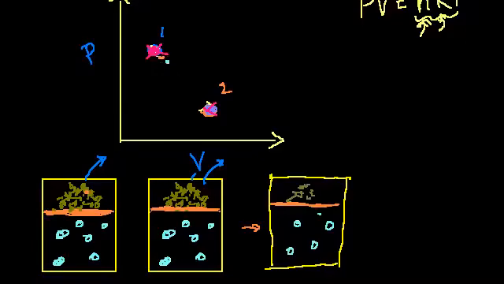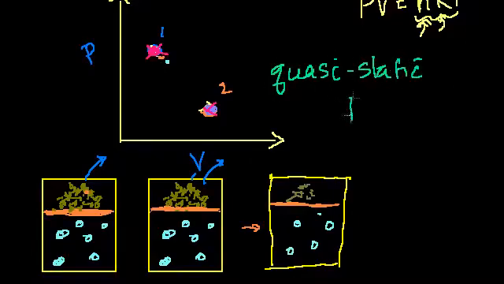What I'm doing here is I'm setting up what's called a quasi-static process. And the reason it's called that is because it's almost static. It's almost in equilibrium the whole time. Every time I move a grain of sand, I'm just moving a little bit closer.